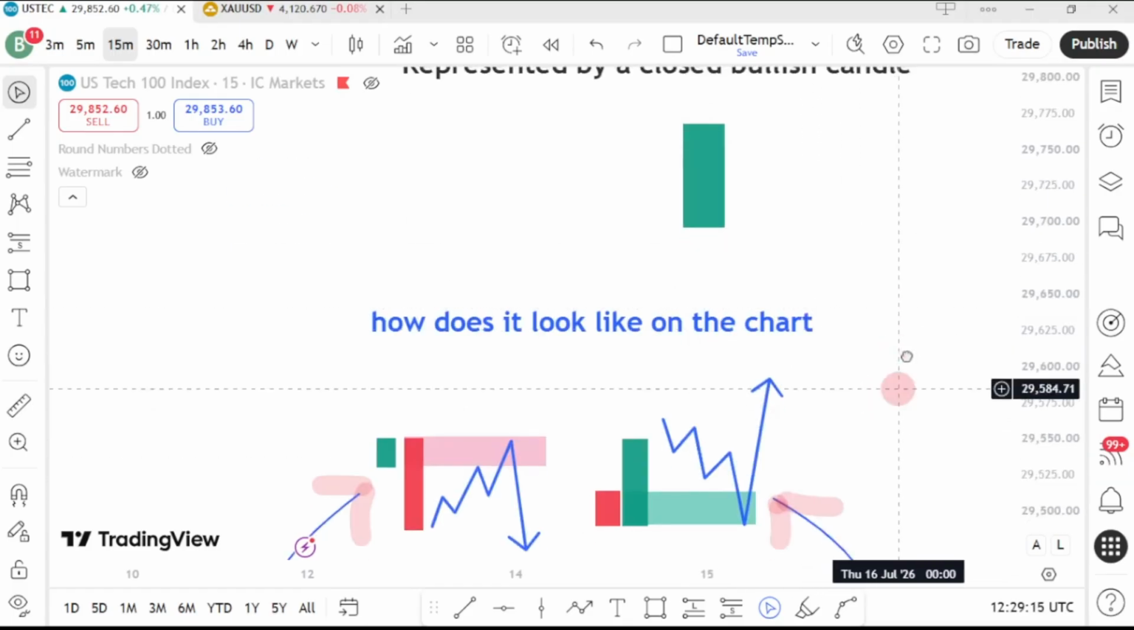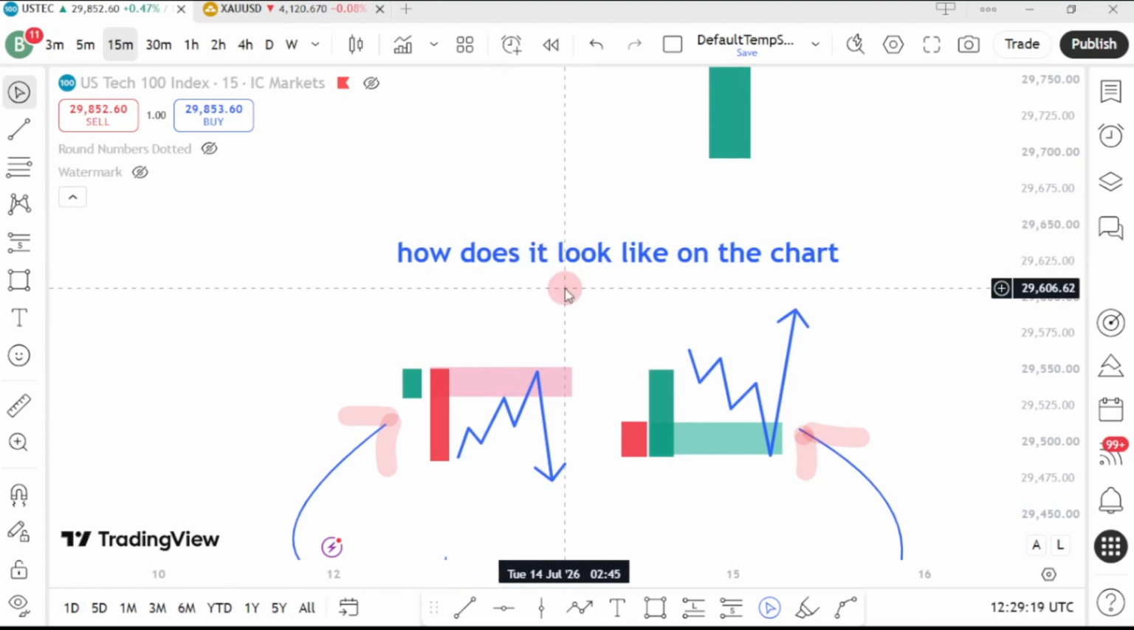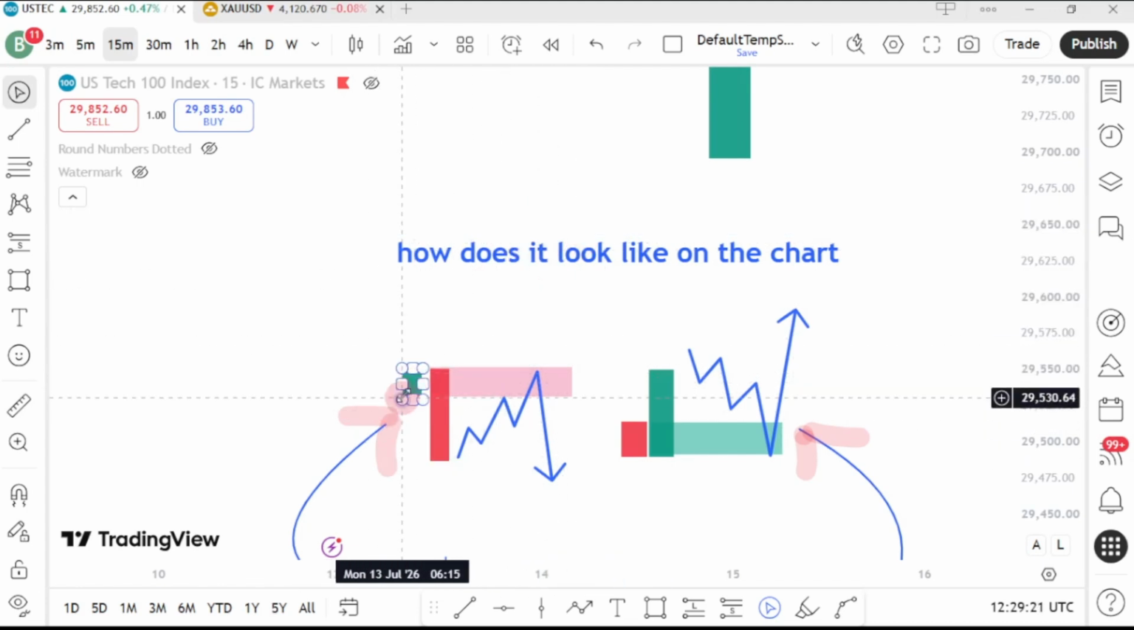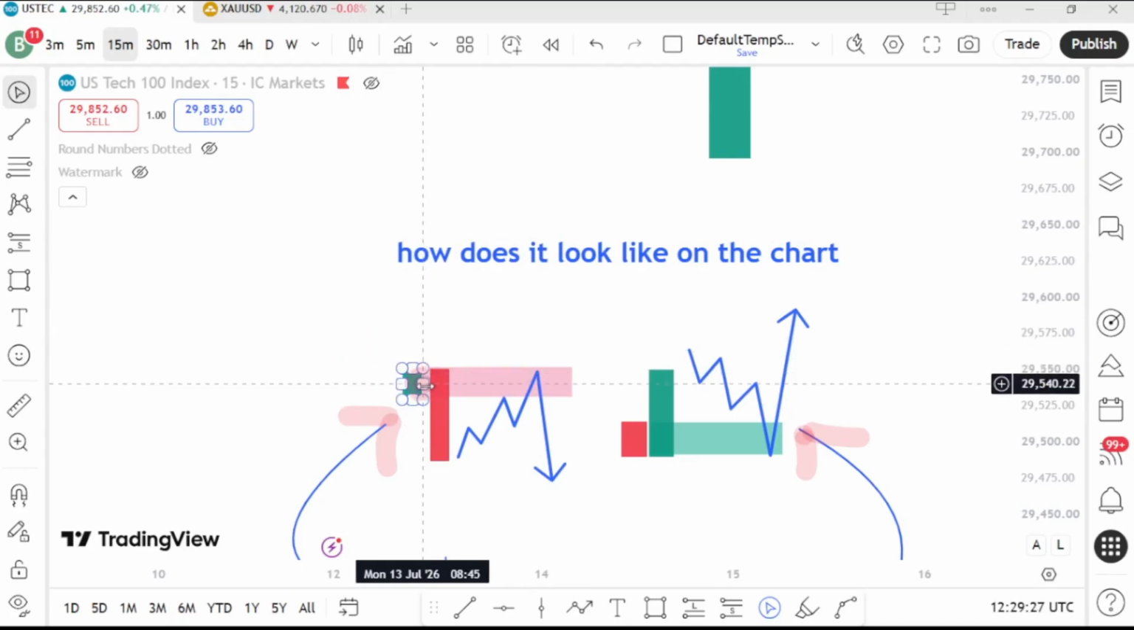So now let's talk about how it looks on a chart. How do supply and demand look on a chart? Let's take the supply first. Now, when you actually study supply and demand for a very long time, you realize that a supply zone is just a bearish engulfing candlestick pattern.